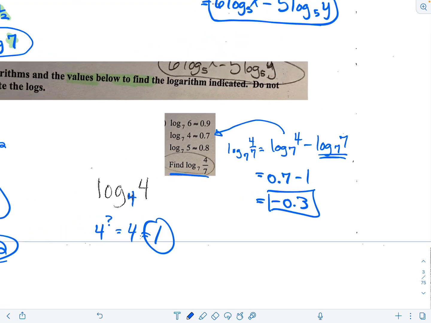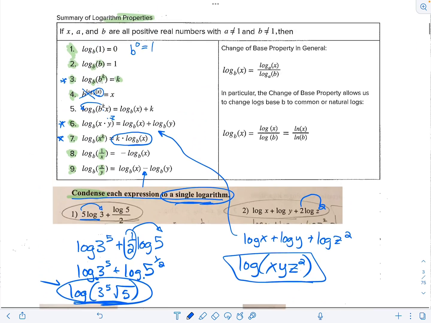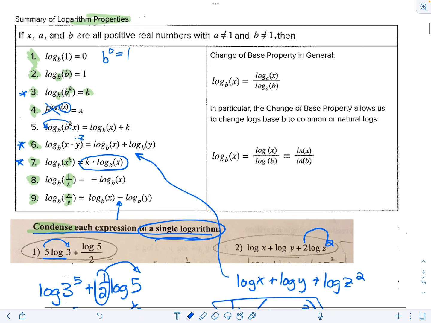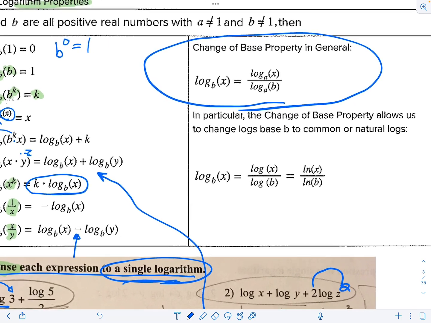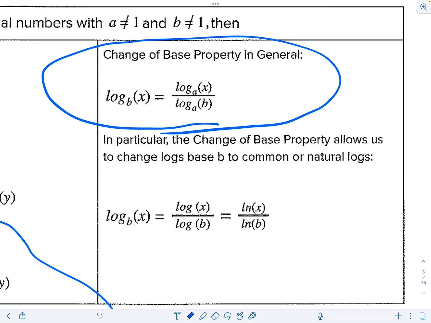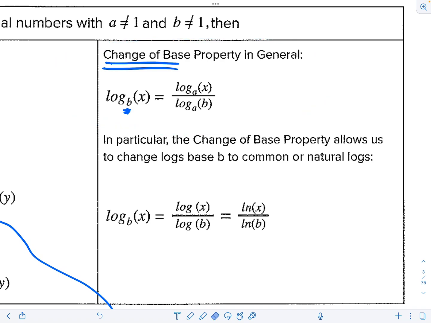All right, you will get really comfortable at these properties. Oh, you know what? We're here. Might as well talk about this change of base property. This is if you are trying to evaluate a logarithm function that has a base that you can't use on a calculator or you don't know, you can change the base. Change the base so that it's the log of the number on top divided by the log of the base in the bottom.